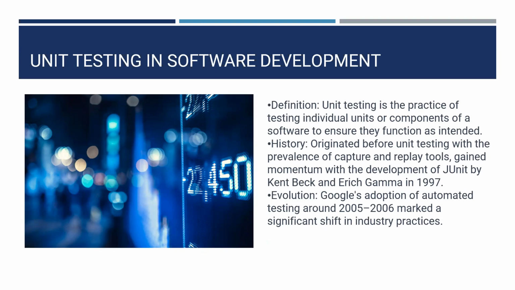prevalence of unit testing frameworks that gained momentum with the development of JUnit by Kent Beck and Erich Gamma in 1997. Another pivotal moment occurred when Google embraced automated testing around 2005, 2006, marking a significant industry shift towards a more robust testing strategy and practice.